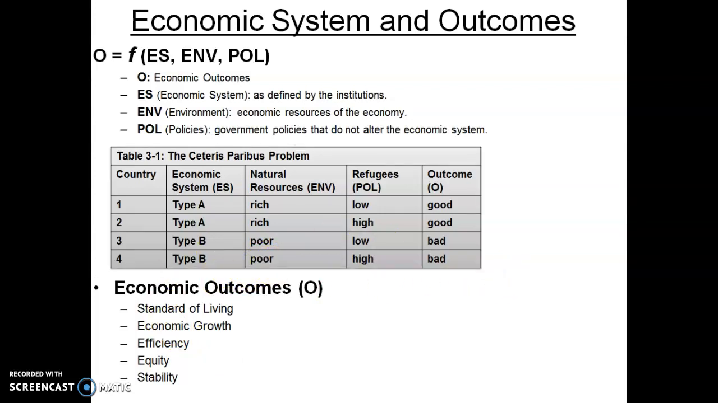Okay. Now let's talk more specifically about economic outcomes. While there's many outcomes countries may pursue, there are 5 big ones that we're going to start with: standard of living, economic growth, efficiency, equity, and stability. These are not mutually exclusive. For example, economic growth will affect standard of living, and efficiency would affect economic growth, so on and so forth.